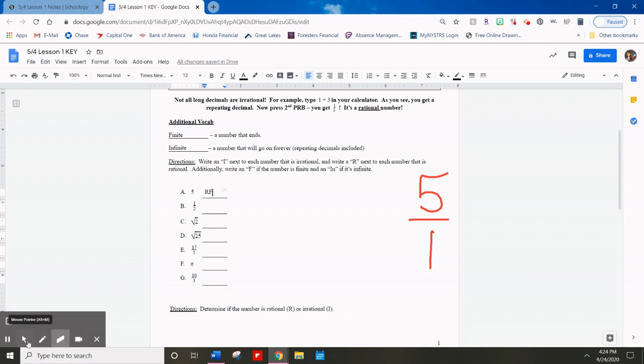Okay, so let's take a look at the next one. We have 1/2. It's already a fraction, and there's nothing to simplify within that fraction. 1/2 is 1/2. You can type it into your calculator as 1 divided by 2. You'll get 0.5, second PRB, and you get 1/2 again. So this is rational. And when we divide out 1 divided by 2, it's 0.5. That decimal ends. Therefore, it is finite.